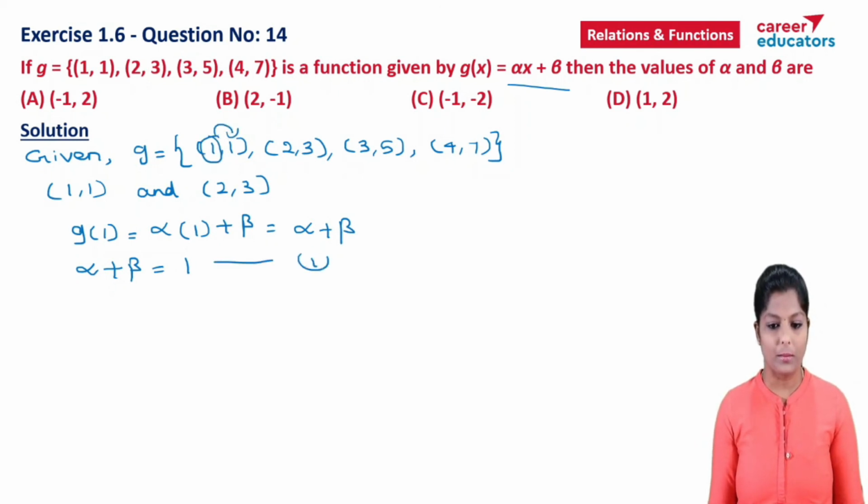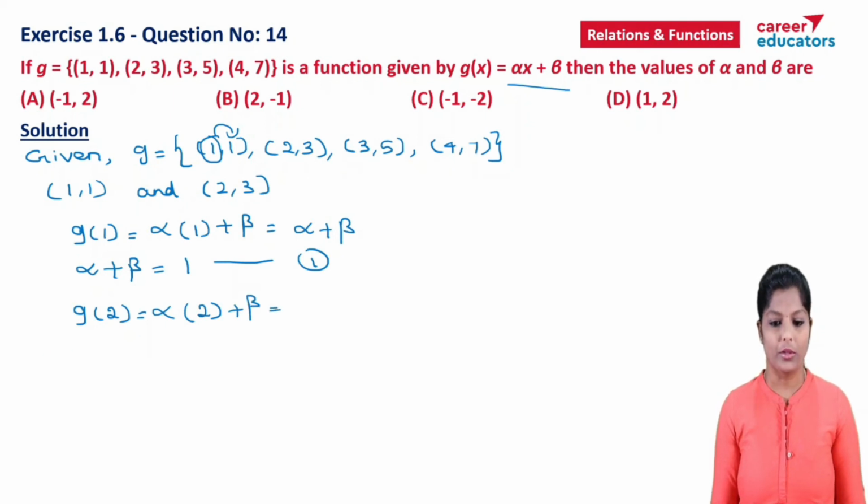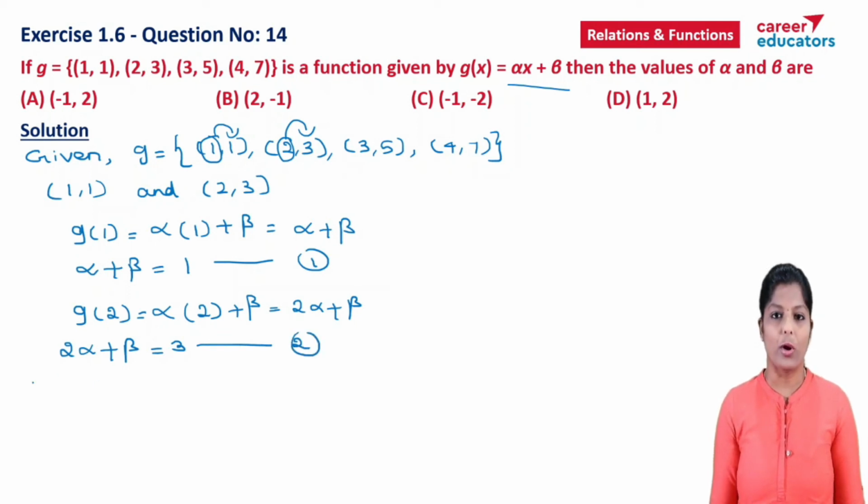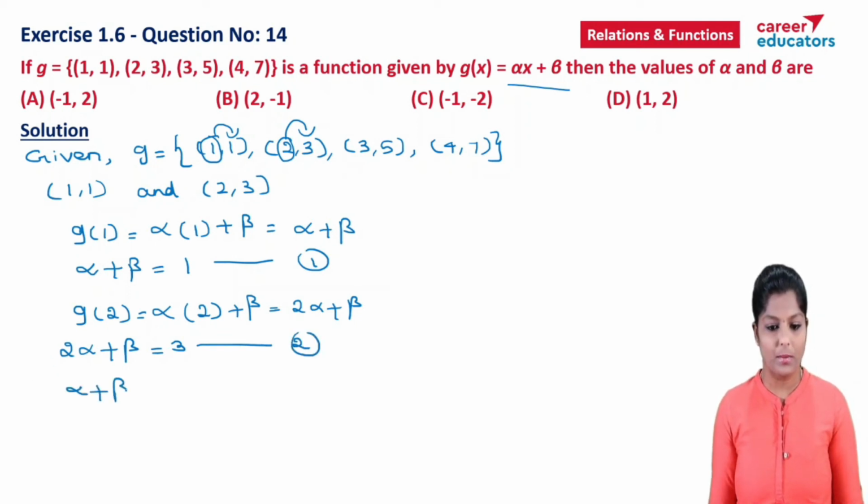Mark this as 1. Next, when we substitute (2, 3) in g of x, we will get g of 2 equal to alpha into 2 plus beta equal to 2 alpha plus beta. Next, we have to equate 2 alpha plus beta equal to 3 because g of 2 is given as 3. Mark this as 2. Next, we have to solve 1 and 2. Alpha plus beta equal to 1. 2 alpha plus beta equal to 3.